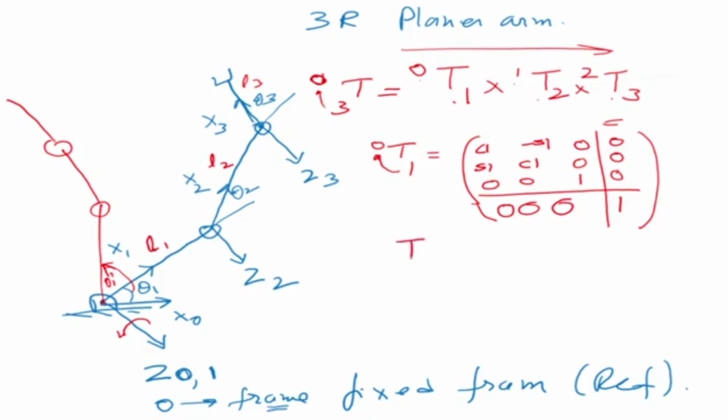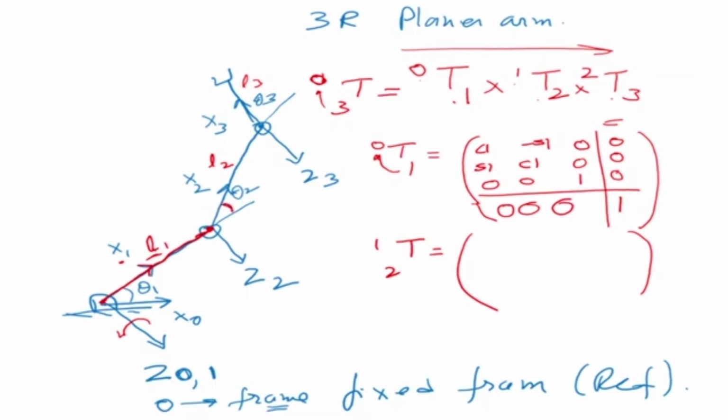Now if you look at the second transformation, that is 1 to 2, let's look at the second frame. So the second frame origin is here. It has moved by distance L1 in the x direction. So this is my x direction, right? So x1 is along this link. So let me rub this off again. So the origin of frame 1 has moved in this direction by distance L1 in the x1 direction, right? And if frame 2 rotates, what will change?